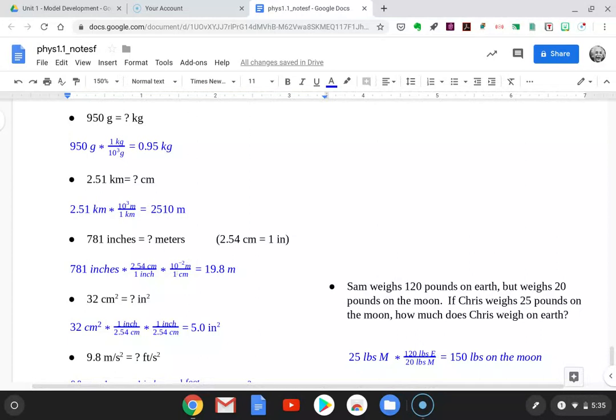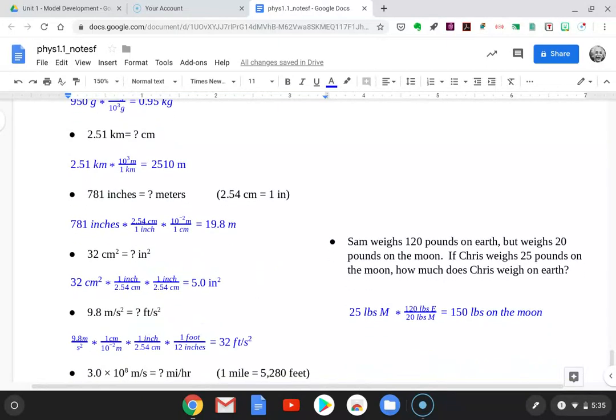Using that prefix centi, I know that 1 centimeter is going to be 10 to the negative second of the base unit, which in this case is meters. I can do my multiplication here, 781 times 2.54 times 10 to the negative second, and I'm going to get 19.8 meters. Again, rounding that for significant figures.